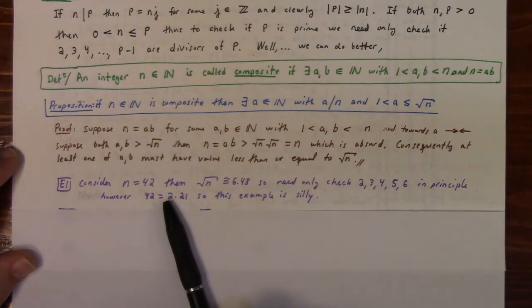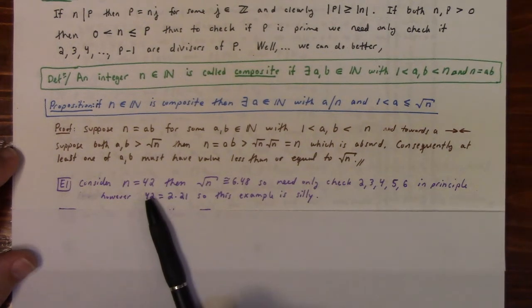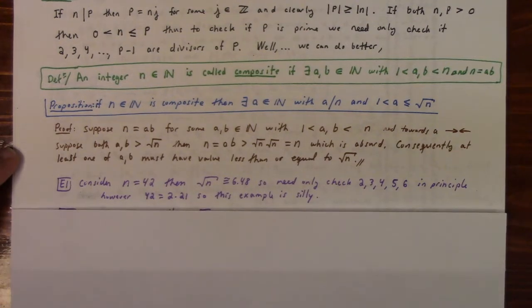Actually, a point of order here: even numbers are not prime unless what? Unless we're talking about 2. So in our search for primes, we probably should just think about odd numbers.